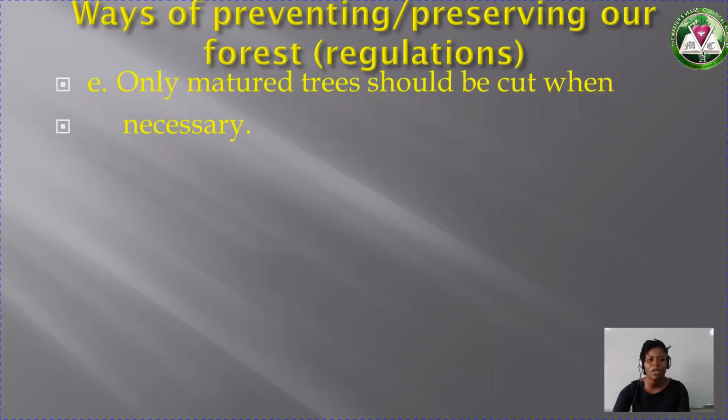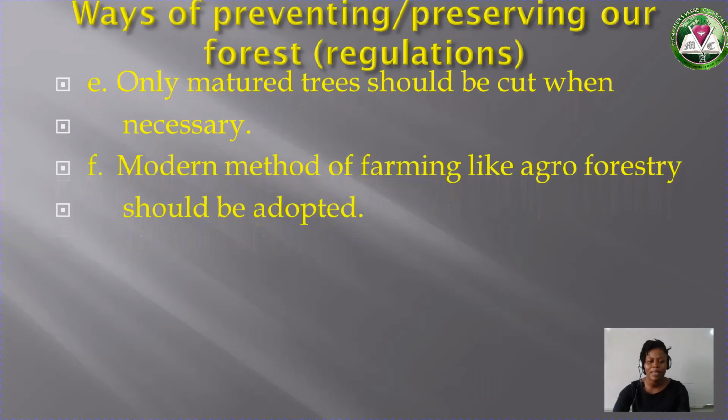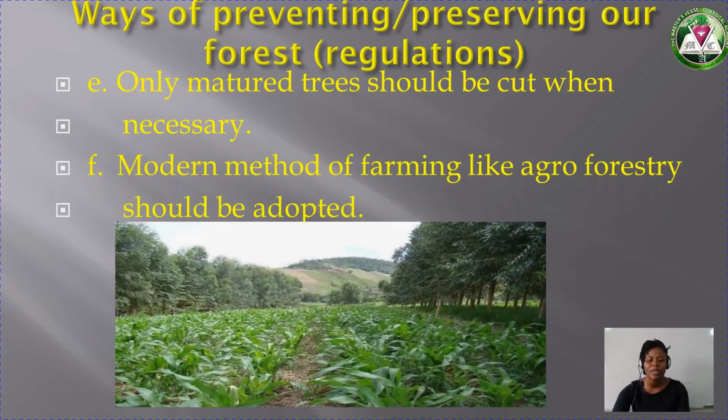The next one is only mature trees should be cut when necessary. Then the last one is modern methods of farming like agroforestry should be adopted. Agroforestry has to do with practicing your agriculture in a forest. You can see that picture there. The trees are not totally removed, and you still have your agricultural activities done on that land. Instead of clearing the whole forest, you leave some trees, and then you actually cultivate your crops on the land. That's what we call agroforestry.